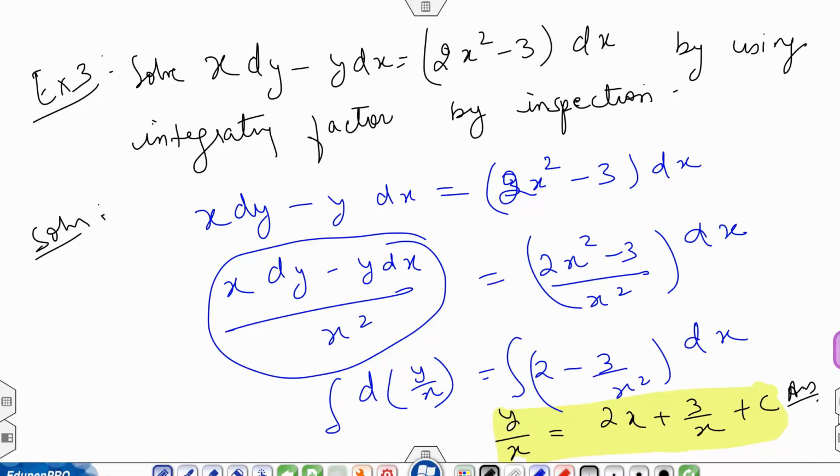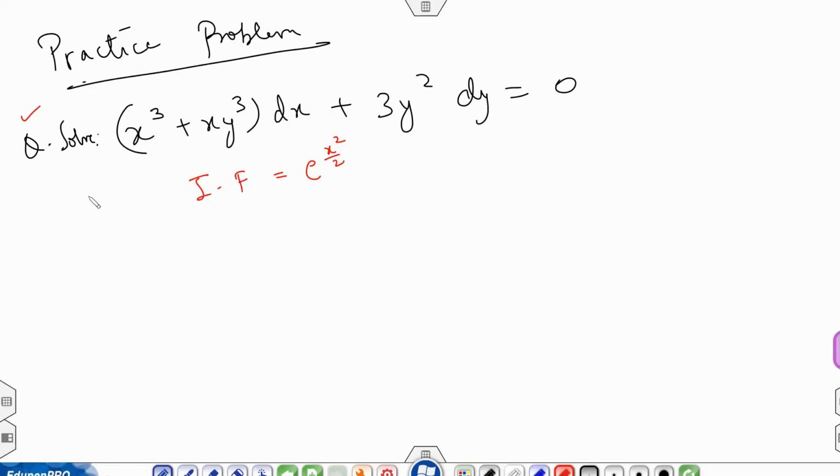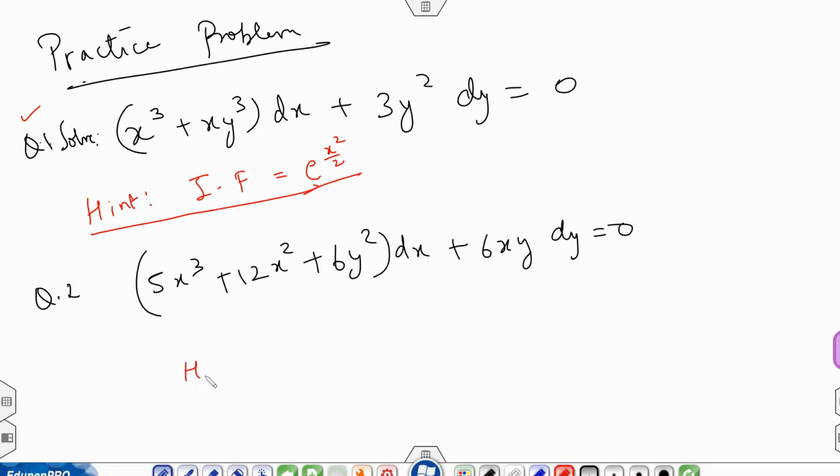Now I will give you a few practice problems. Question number 1: you need to solve this differential equation, and the hint is that you will get the integrating factor as this. Now I'll write down question number 2, and the hint for this question is that your integrating factor will be equal to x. You need to solve these differential equations.